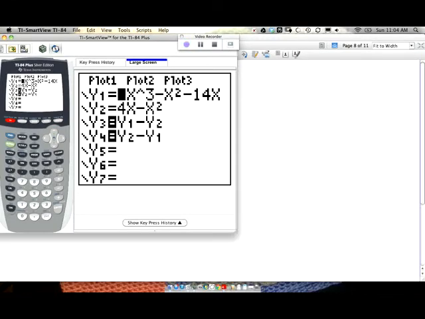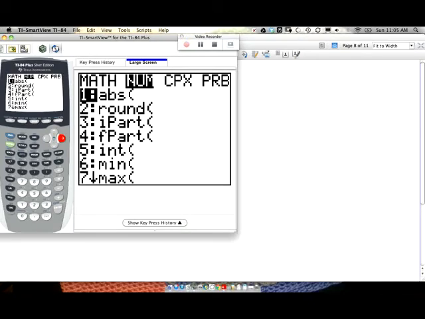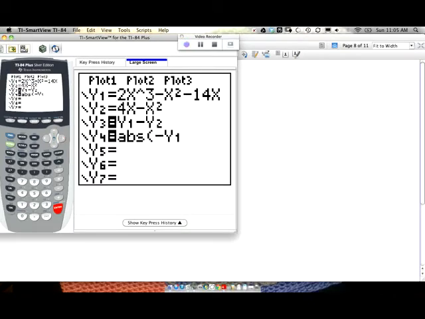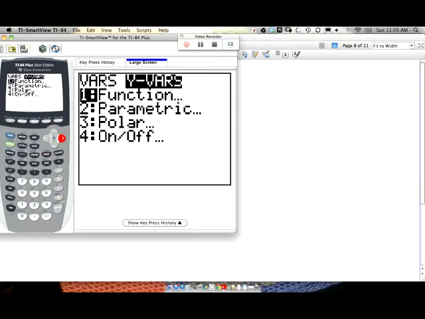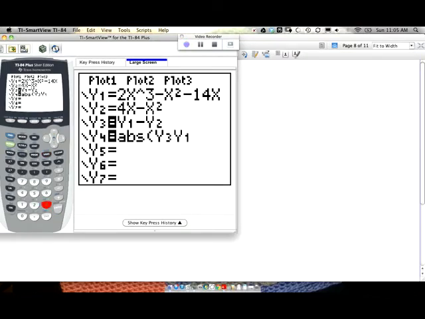Well, instead of saying y2 minus y1 or y1 minus y2, how do we make negative areas turn into positive? How do you make a negative value turn positive? I hope now that in your head you're thinking, wait a second, can't I just do absolute value? Yes, you can. So where's that at? Math, num, absolute value. And I'm just going to do absolute value of my y3, the third function that we have going on there. Function y3, close that off.